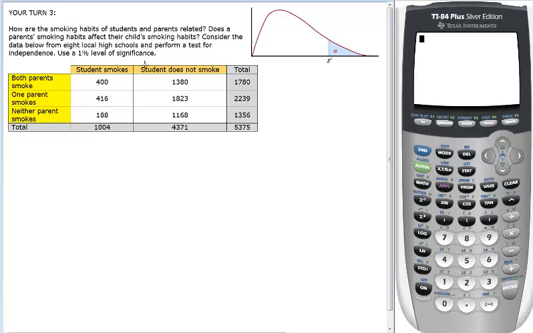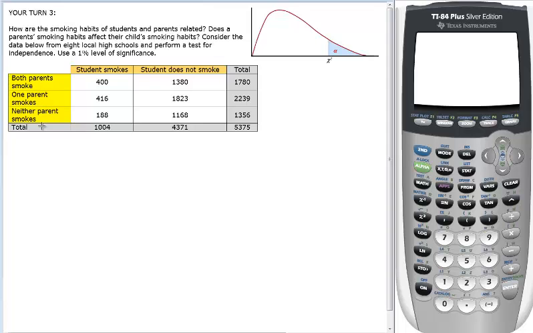How are smoking habits of students and parents related? Does a parent's smoking habits affect their child's smoking habits? Consider the data from 8 local high schools and perform a test for independence. Use a 1% level of significance. You can see the data gathered: whether a student smokes or not, and the other variable is whether both parents smoke, one parent smokes, or neither parent smokes.